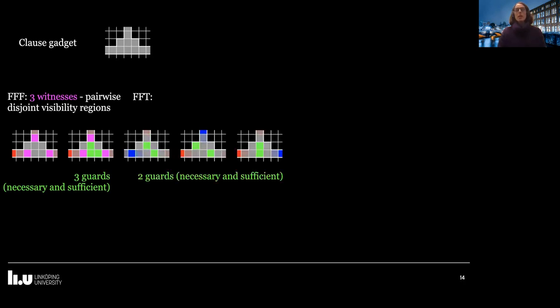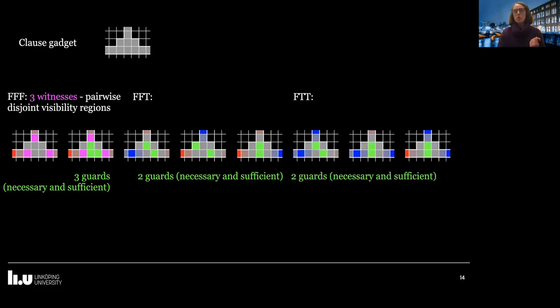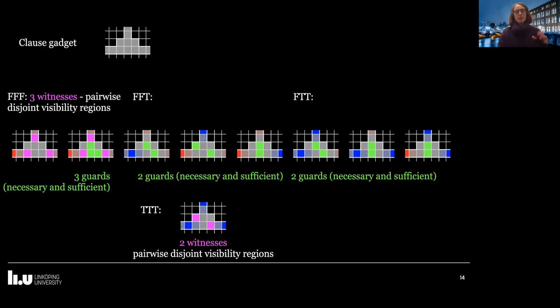And for the other cases, again, we can show that 2 guards are necessary and sufficient. This is for having 1 variable in blue having a truth assignment fulfilling the clause. This is for having 2 of them. And then again, if we have all of them having a truth assignment fulfilling the clause, then here the blue ones are the positions of the unit square guards. The light blue is the visibility region. We can now place 2 witnesses, and here it's really witnesses. So they have pairwise disjoint visibility regions. We know that we need at least 2 guards to cover the remainder of the clause gadget, and in fact we can do with 2 guards.